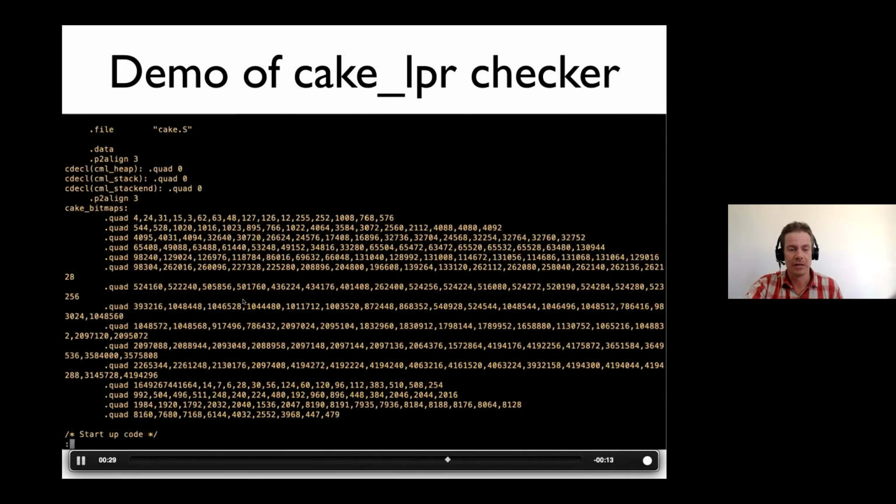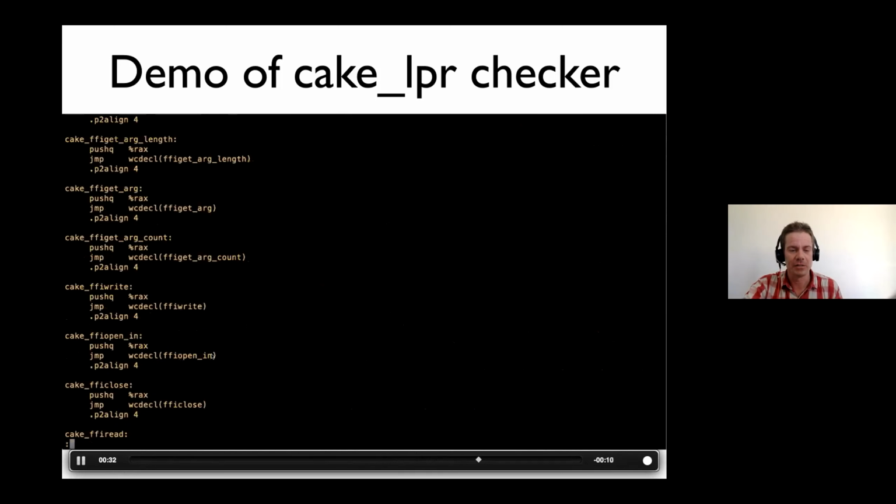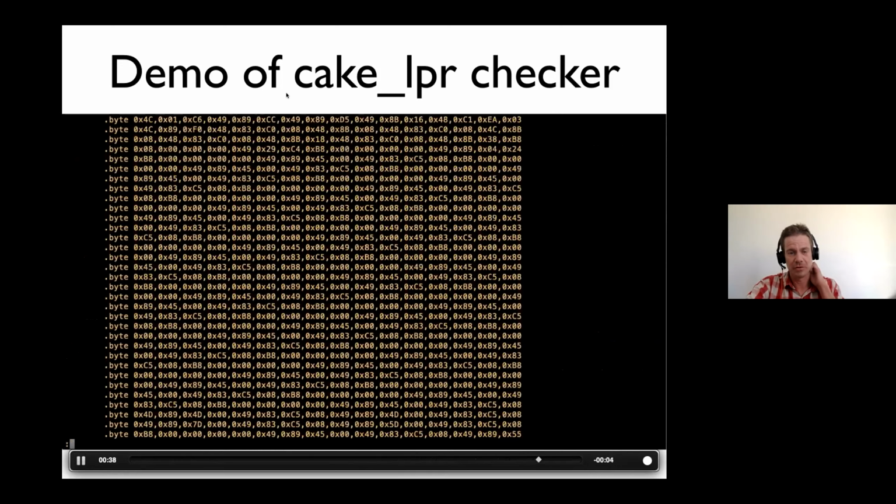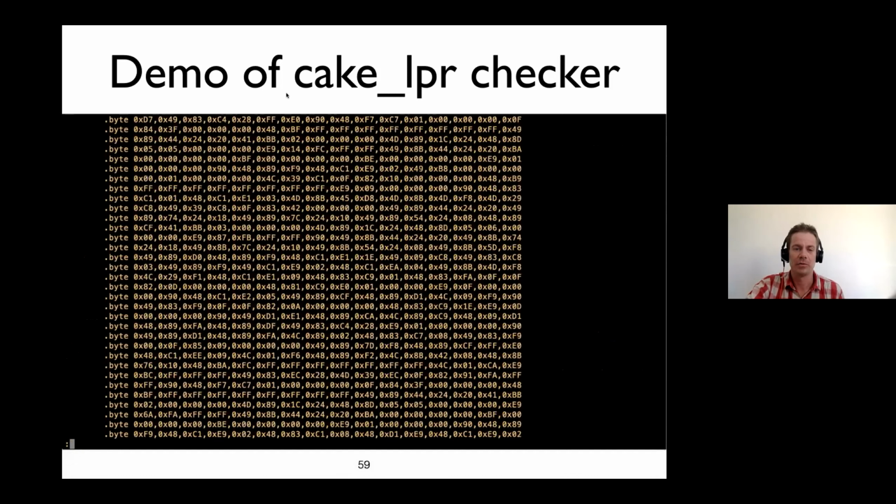So it is, there's some boilerplate here, but you'll see after a little while, it's just machine code. So this machine code was produced within the HOL4 theorem prover and proved correct there, and then exported just as machine code like this.